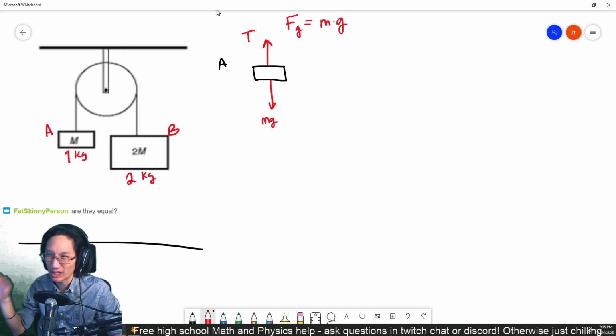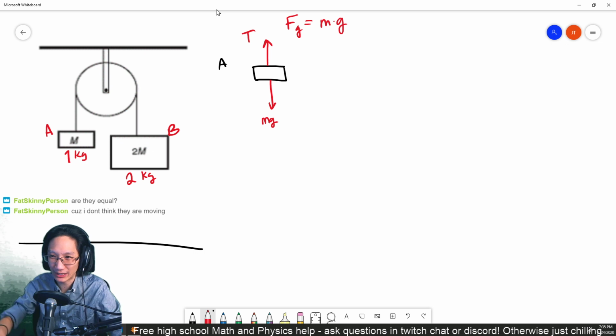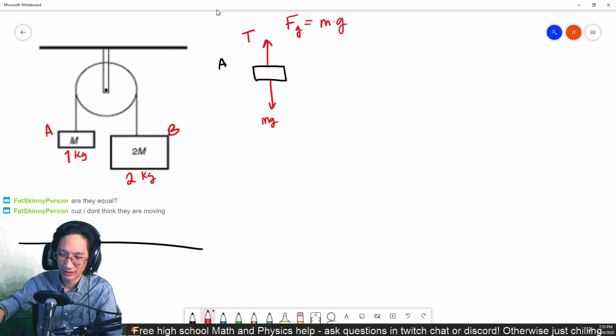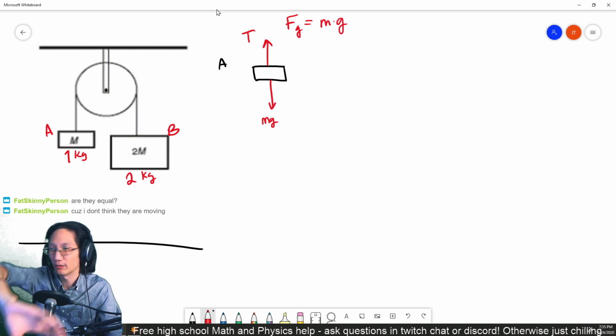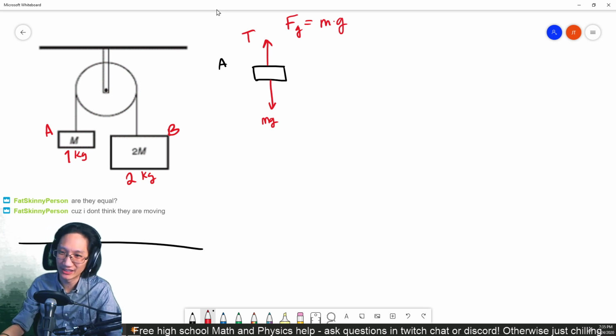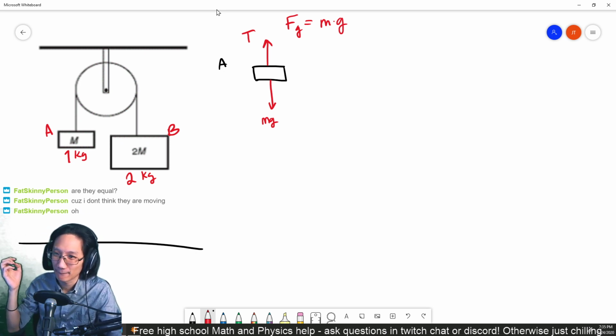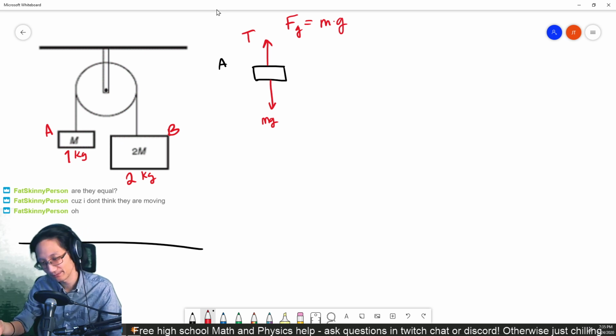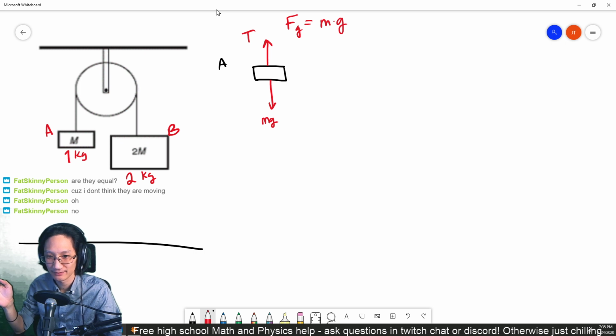Does block A look like it's going to move if you actually set this up in real life? If you took a piece of rope, tied a heavy block to one end and a light block to the other end, and then threw it over the top of some sort of pulley, right? And then you let go, would it just stay put? Okay, what would happen?